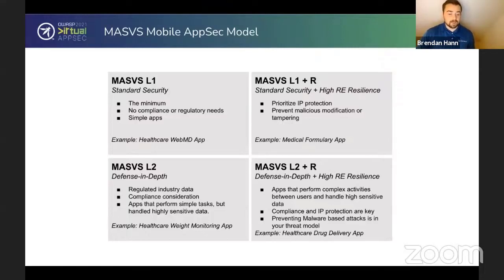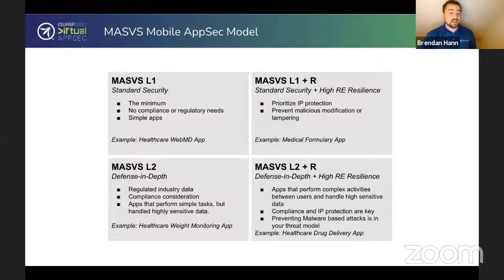On the right side of this diagram, we'll see L1 plus R and L2 plus R. Plus R just means that it's plus reverse engineering resilience, which is primarily to protect IP, but also to prevent tampering, right? So for an L1 plus R app, think about a medical formulary app that explains to doctors what medicine to mix and how to make it. That IP really has to be protected. Because if an attacker were to maliciously modify that application, a doctor could get the wrong recipe for medicine or give the wrong mix of medicine to a patient. And that could be ineffective or way worse, deadly. So that's L1 plus R.